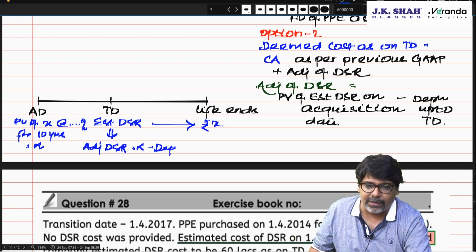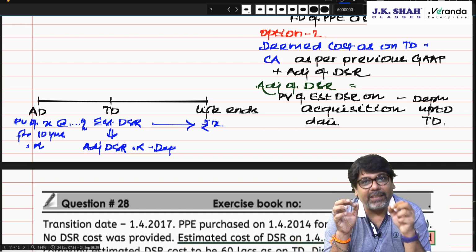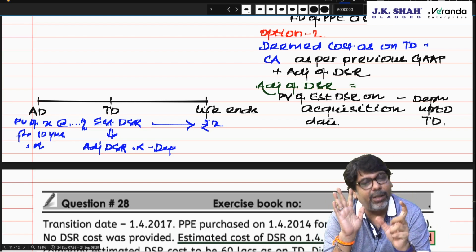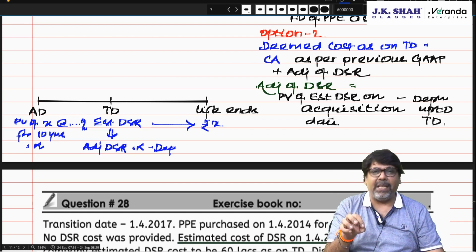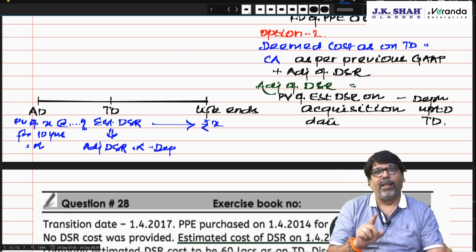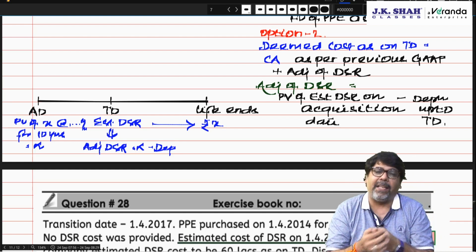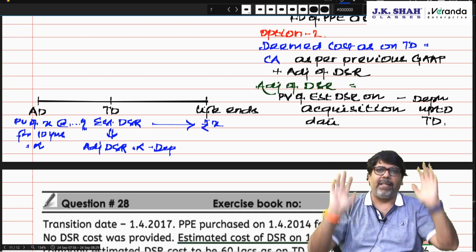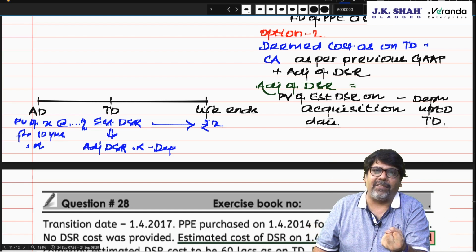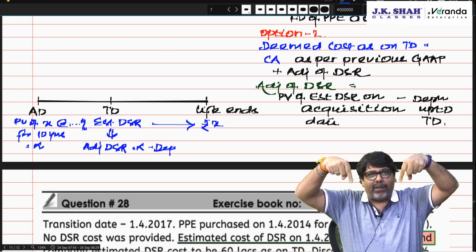Now what is deemed cost? Deemed cost is considered as cost of PPE as on date of transition. How to find that? First option. Whatever is the fair value of PPE as on the transition date, that will be treated as deemed cost. Or whatever is the carrying amount of PPE as on the transition date, add adjustment to DSR, that would be considered as deemed cost. So two options for deemed cost.